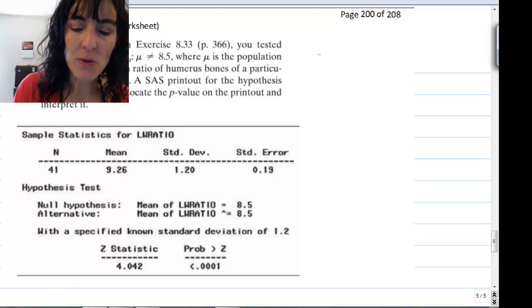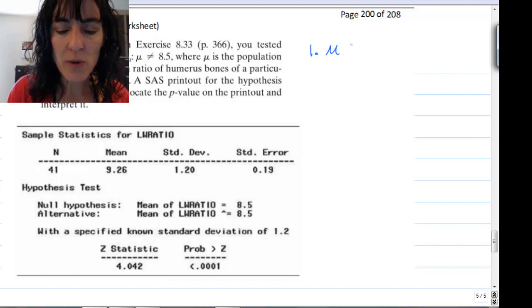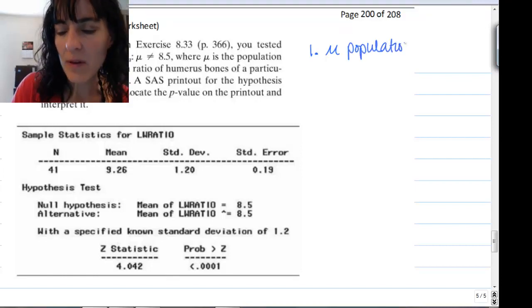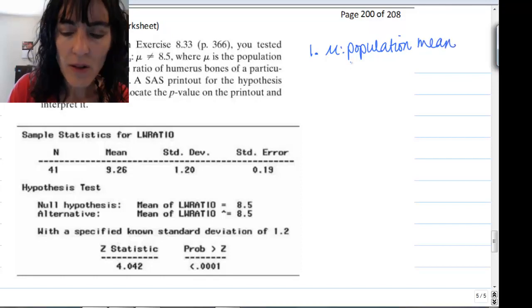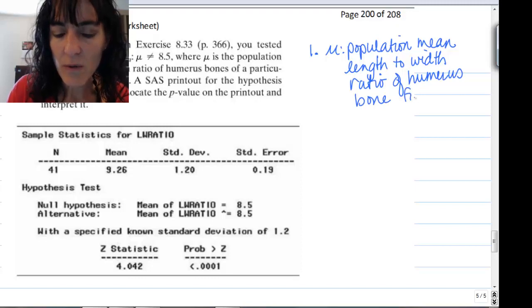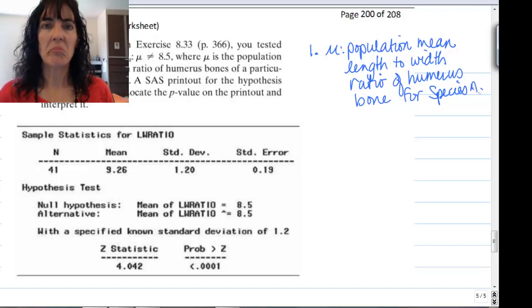We have some data. So right away I'm thinking, let's write things down. My mu is going to be the population mean length to width ratio of humerus bones for species A, we'll say, because they didn't say.